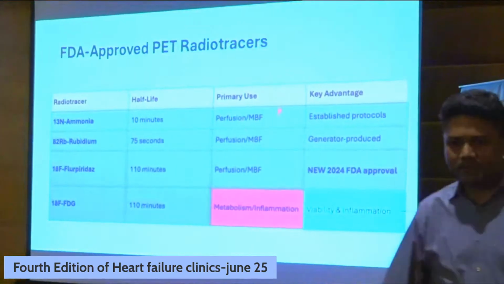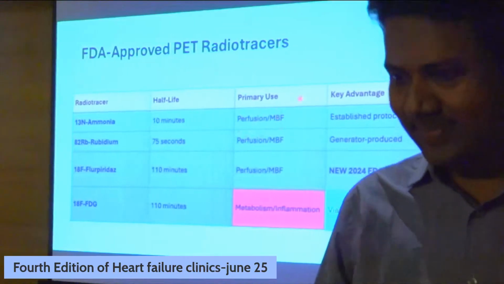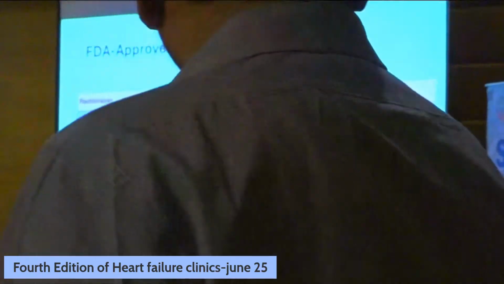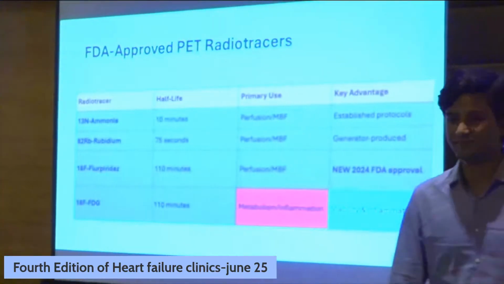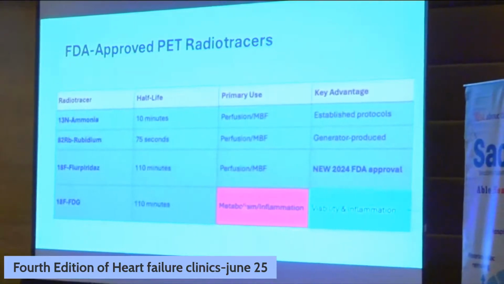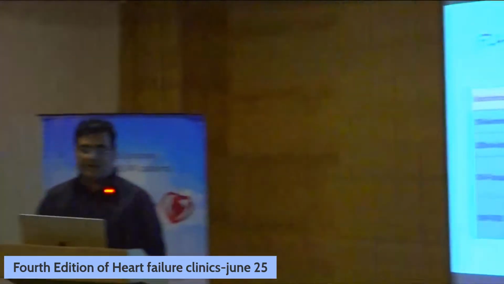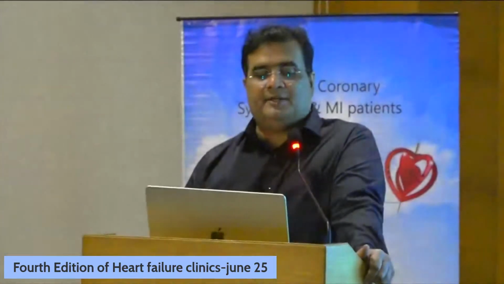So if you have a 13N ammonia scan showing positive improvement in blood flow, that means the heart is going to recover. With an FDG PET, you can assess the metabolism, but you cannot assess the myocardial blood flow. So that is the limitation.